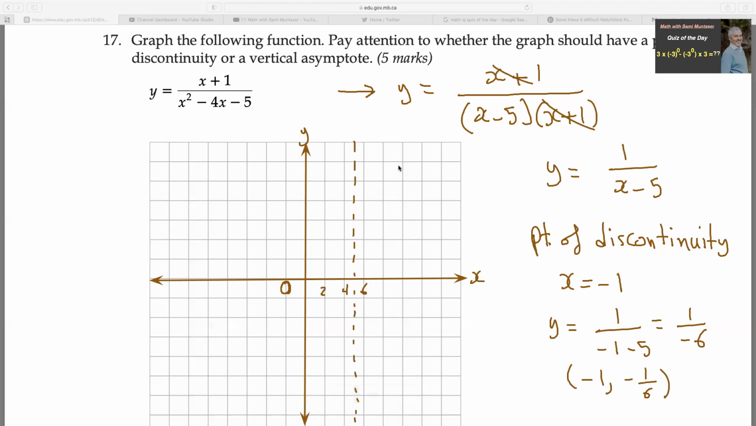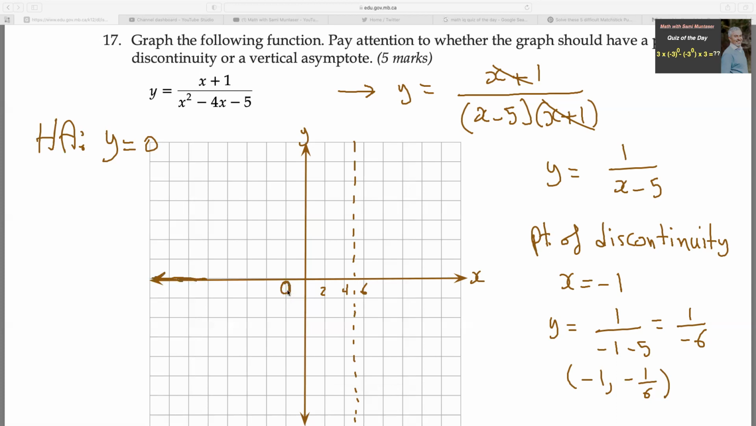And then, honestly, after this, your vertical, do you have a horizontal asymptote? My horizontal asymptote, sorry, I'm all over the place here, is y equals 0. If the degree on top is less than the degree on the bottom, always y equals 0 is your horizontal asymptote. So therefore, my x-axis is the horizontal asymptote. That's what y equals zero is.